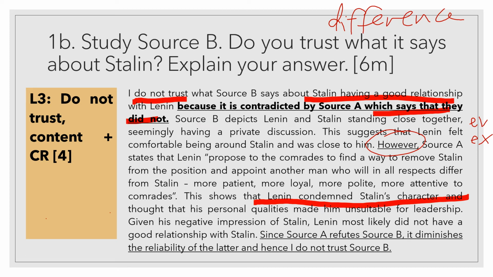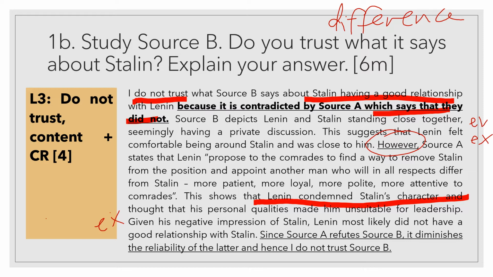Then I give my explanation. Given his negative impression of Stalin, Lenin most likely did not have a good relationship with Stalin. Link it back to your message. Your message is about their relationship. So even if Lenin thought badly of Stalin, so what? I can think badly of you, but then I can still laugh and joke around with you. Does that mean we have a good relationship? So make it very clear that since Lenin thought so badly of Stalin, it is unlikely that they would have had a good relationship.